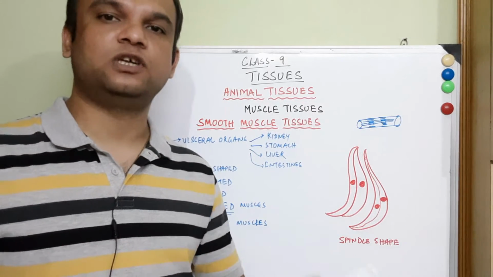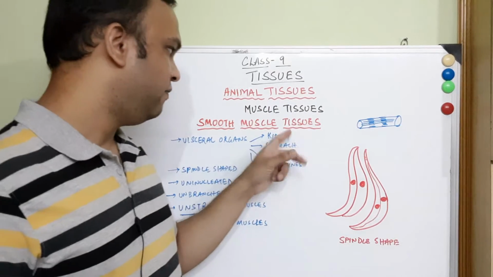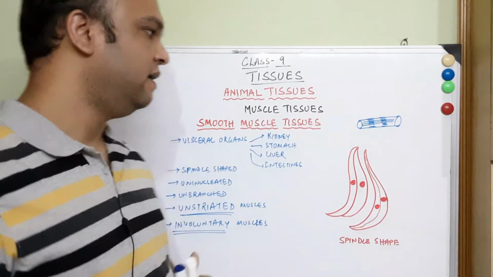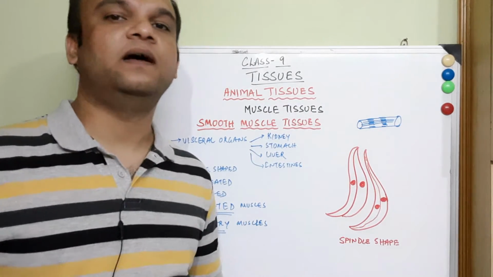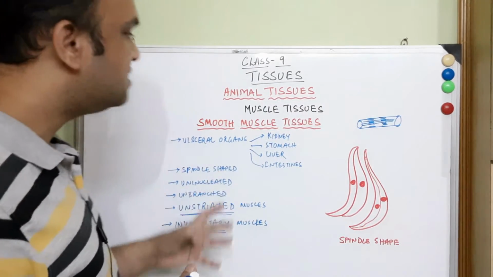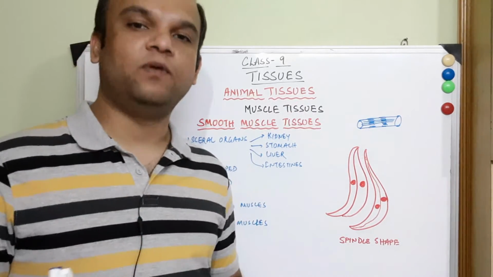Like for digestion, the stomach has to function at an appropriate time. For the purification of the blood and formation of urine, the kidney has to work appropriately. Intestines have to work appropriately for the complete digestion of the food. So that is how the brain controls these muscles according to the need of the body.